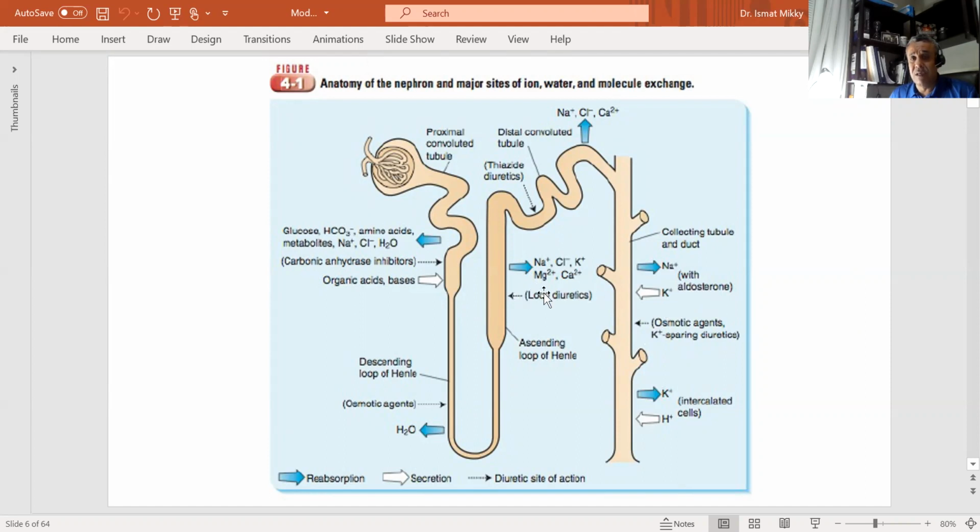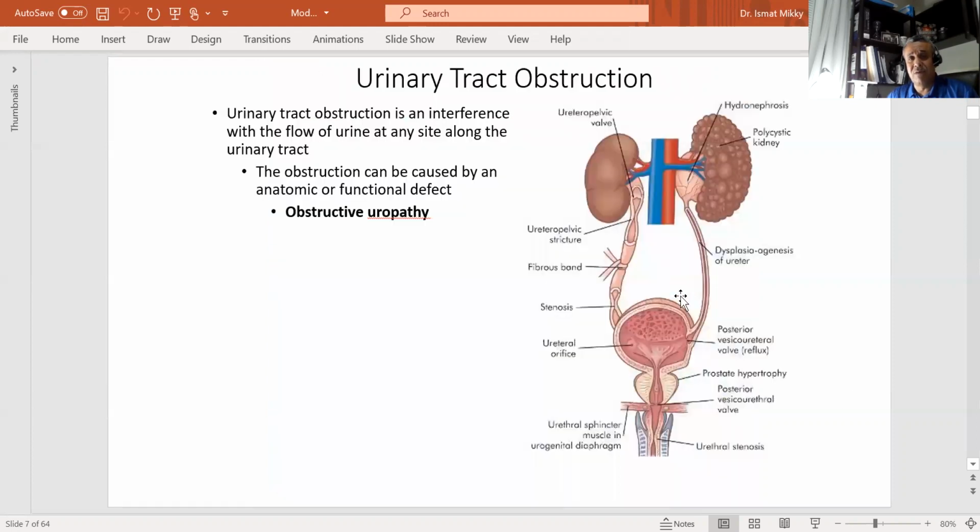So furosemide, the loop diuretic, is listed as potassium losing, and aldosterone antagonist is a potassium-sparing diuretic. So this is just an example of how different medications work at different sites of the renal system.